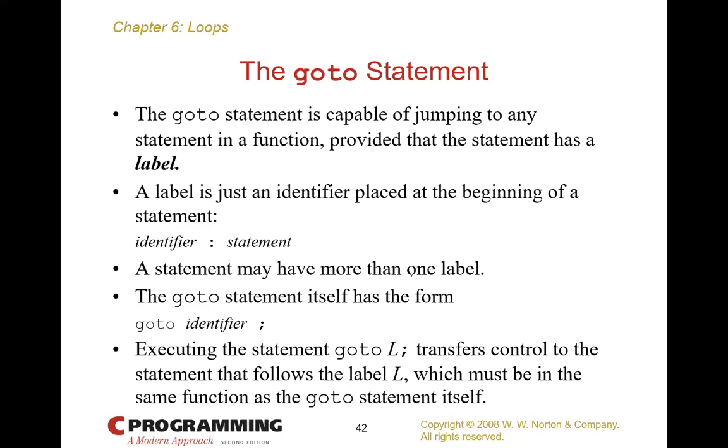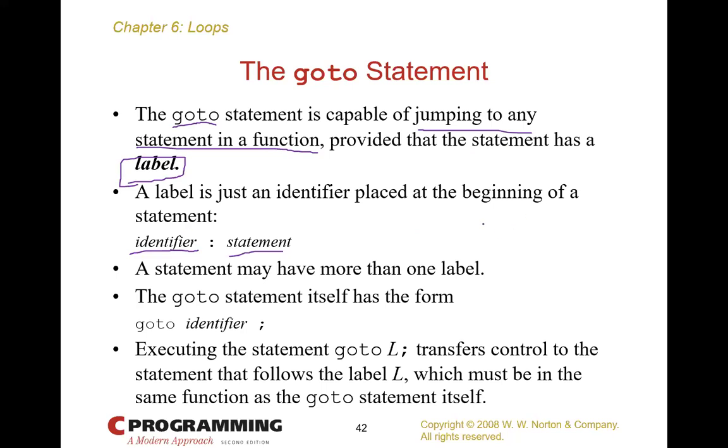So the goto statement allows us to jump to a specific part of the code. So with the goto statement, we can jump to any statement in our code, any statement in a function, provided that the statement has a label. So this label is like the name of that group of code. So here is the idea. We say identifier and then the statement. This is how to build the label.